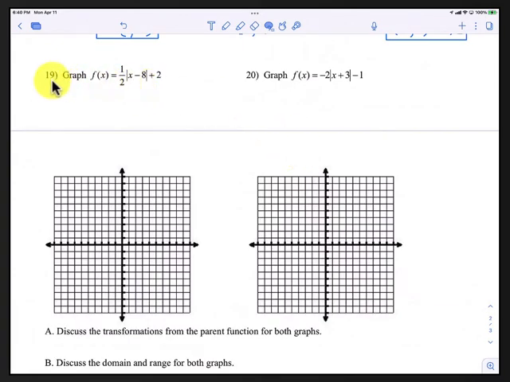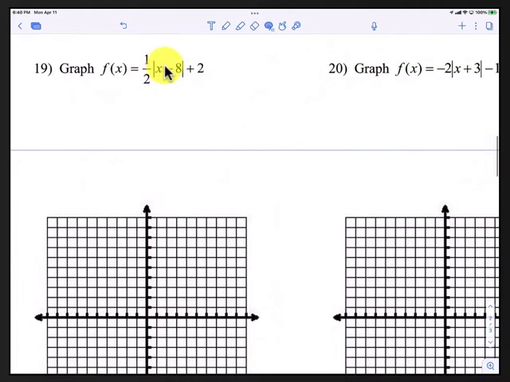All right, for question 19, we have a function. We're going to be graphing this. We're also going to be talking about the transformation. Let's discuss the transformation first. So we have the absolute value function, and in front of that we have a 1/2. So we know that the 1/2 vertically shrinks the graph. So it's a vertical shrink by a factor of 1/2.